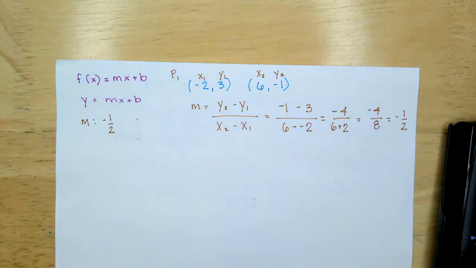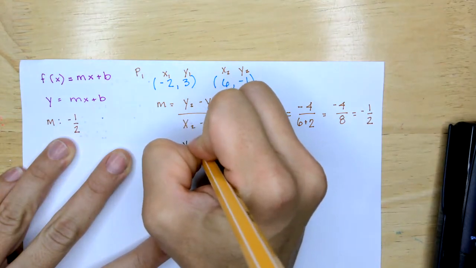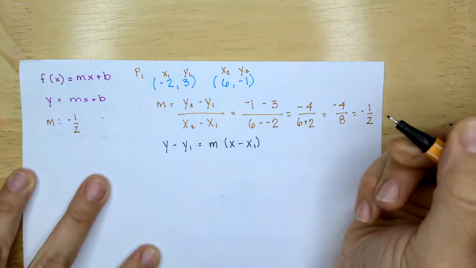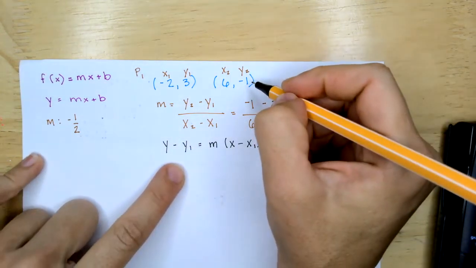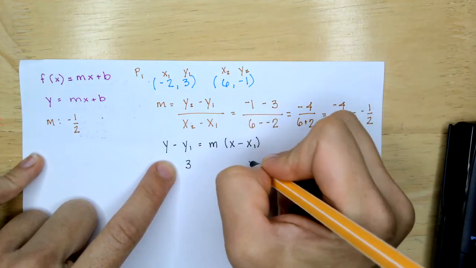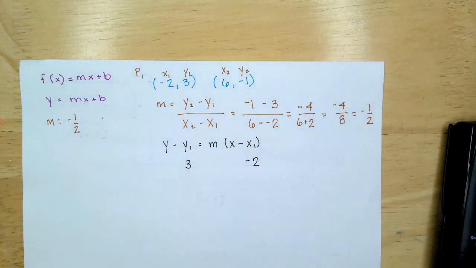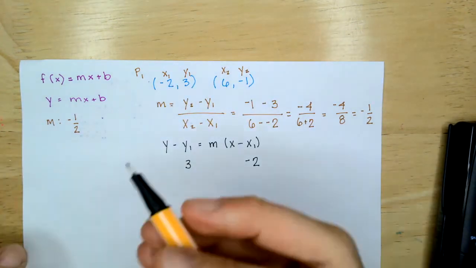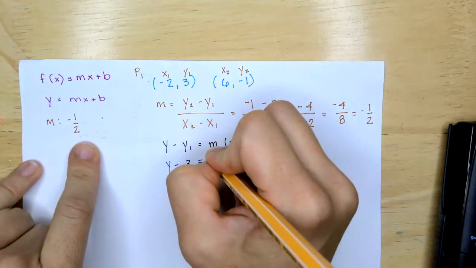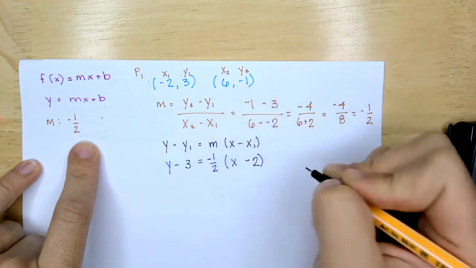Now I'm going to use the formula y minus y1 equals m times x minus x1. Good. y1 is 3. x1 is -2. Good. Y minus 3 equals, we know that m is -1/2, times x minus -2.